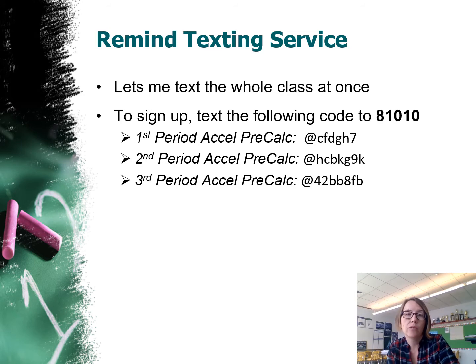Usually I'll just use it periodically to remind students about tests or quizzes or turning something in, things like that. So if you're interested in being a part of our class, you're just going to text this code for your respective class to the number 81010 and you will get signed up. Or if your student hasn't signed up yet, I would encourage them to do so. There are a handful of students that haven't yet, and it makes it really hard sometimes to get in touch with them when I need to, if it's something super important.